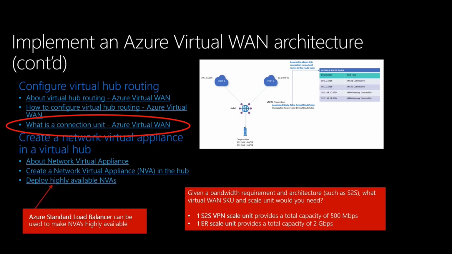So from an exam perspective, make sure you know how to calculate the number of connection units or scale units that an architecture will require in a given scenario. Make sure you understand how those connection units are determined and how scale units are determined. Remember that scale units talk about bandwidth, connection units talk about how many things are connecting to Azure, whether it's a branch, a user, or a circuit.